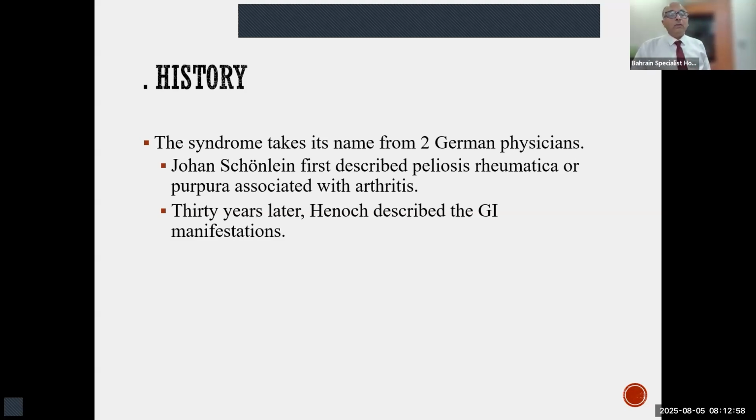Regarding the name of the syndrome, it was first described by a German physician, Johann Schönlein, who described purpura rheumatica, or arthritis with rash. About 30 years later, Henoch noticed there was GI manifestation. So it was named Henoch-Schönlein purpura.